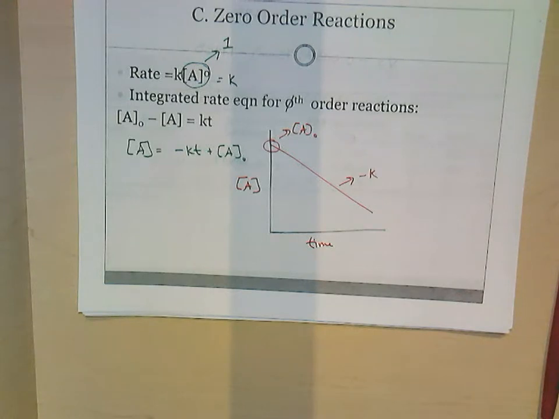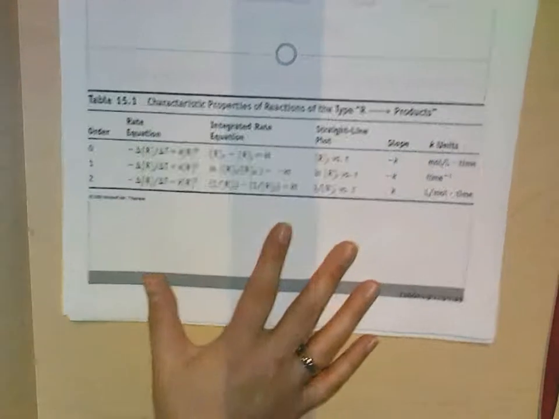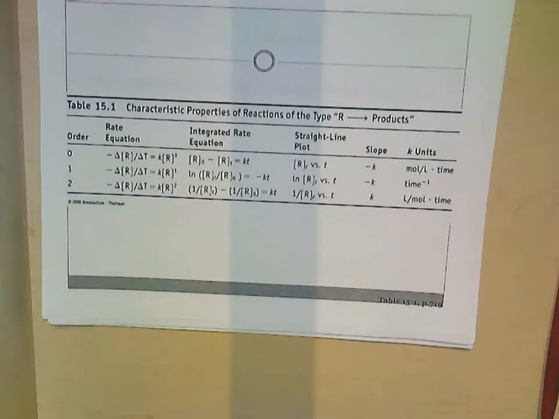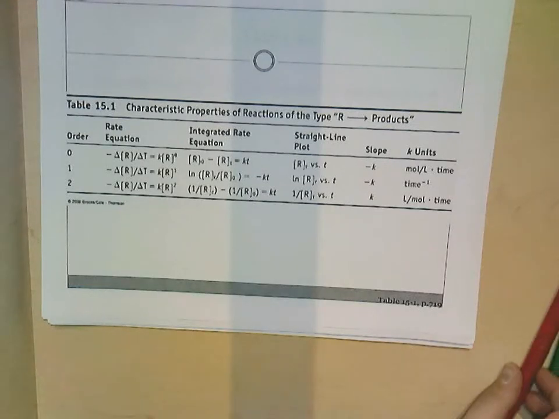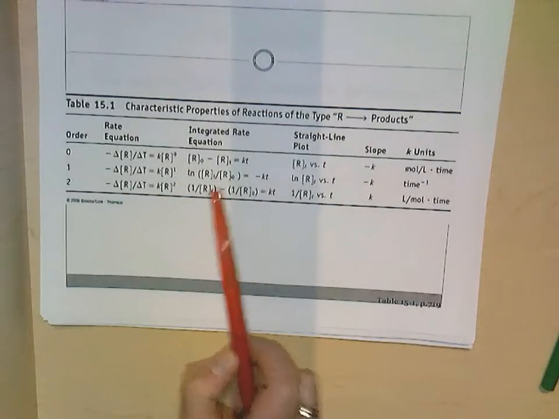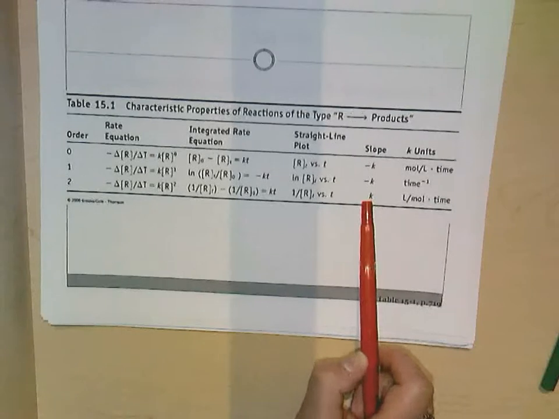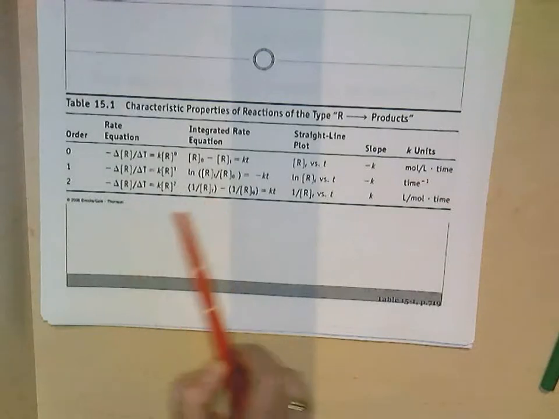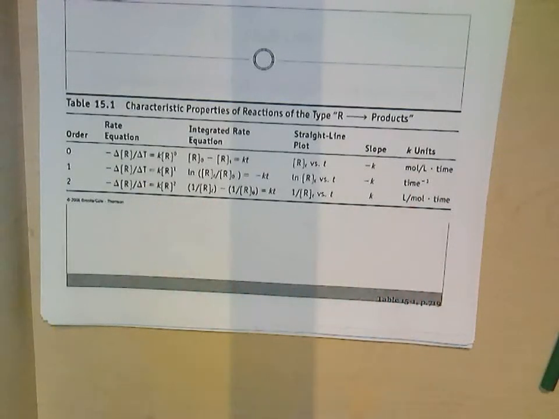All right, this is out of your textbook. If you're thinking I'll never get these straight, this is a very handy table. Table 15.1. It's obviously chapter 13 in your book, so they've moved it. Chapter 13 has a very handy little table that says, here's the order, here's the rate equation, the integrated rate law, what the plot would look like, what the slope is, and what the units of k should be for the integrated rate equation. So hopefully that'll help solidify all those different options. Okay. Good. Questions on any of that stuff?